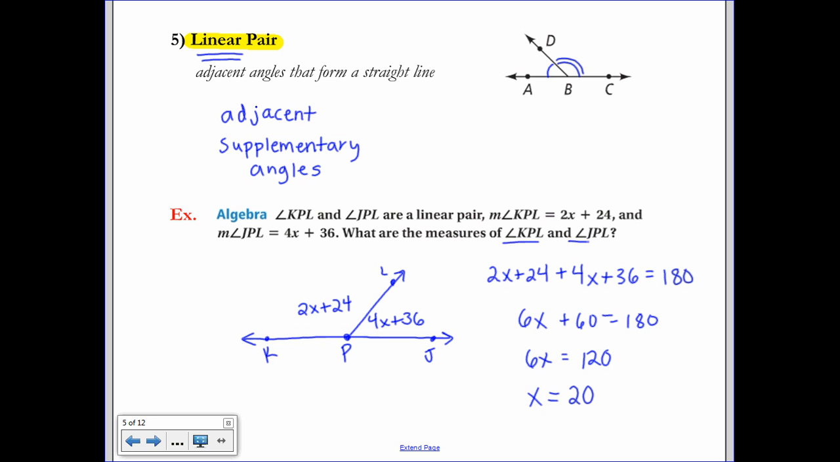Now, it didn't ask me to find x. It wants me to find the measure of these two angles, so I will have to plug my x back in. So 2 times 20 plus 24. This one ends up being a 64-degree angle. And 4 times 20 plus 36. This one ends up being a 116-degree angle. And of course, that's not the way my picture looked, but it wasn't drawn to scale anyway. Those are the two correct answers for KPL and JPL.